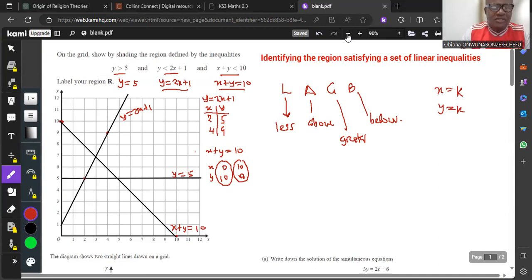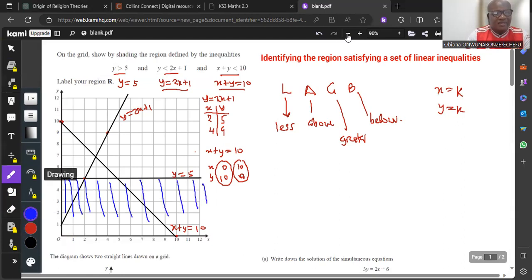So let's go this way. Let me begin with y equals 5. The inequality says y is greater than 5. So looking at it, all the values above 5, 6, 7, 8, 9, 10, 11, that is the required region. So the region above y equals 5 is the required region. So I'm going to shade the unrequired region, and the unrequired region is below the line y equals 5. So this is the region represented by y greater than 5.